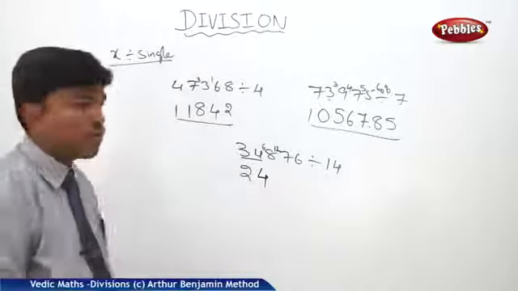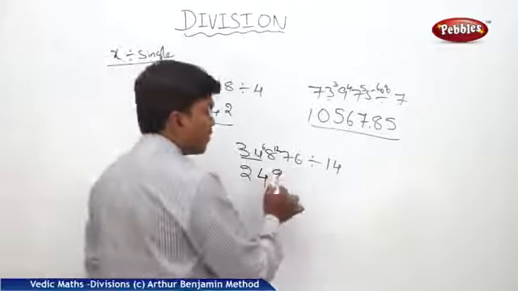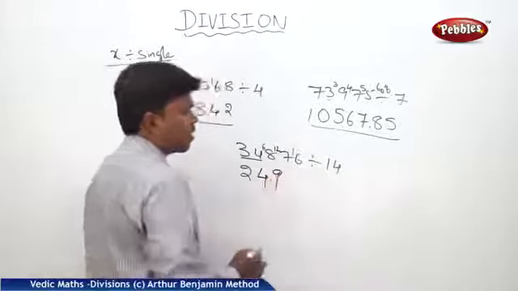How many times does it go now? 14 9s are 126. Remainder 1. 16. 14 1s are 14. Remainder 2. Put a point. It became 20. 14 1s are 14. 6. 60. 14 4s are 56. So your answer is 2491.14. One more example.